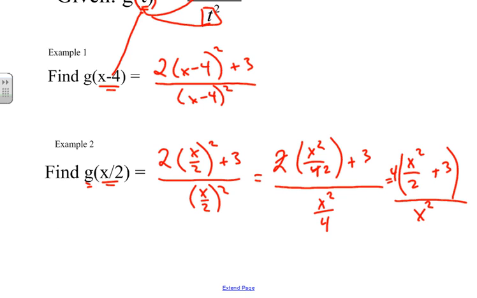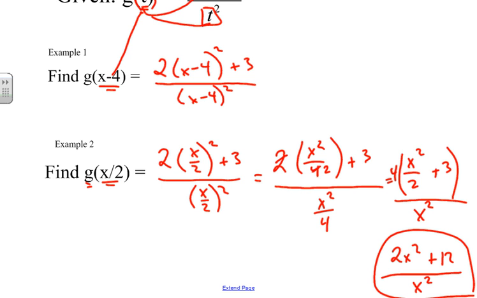All right, let's simplify a little farther. So we have 2x squared plus 12 over x squared. Okay, and that is my function. All right, that is my function. And obviously, x cannot equal 0. Okay, that's what we have.